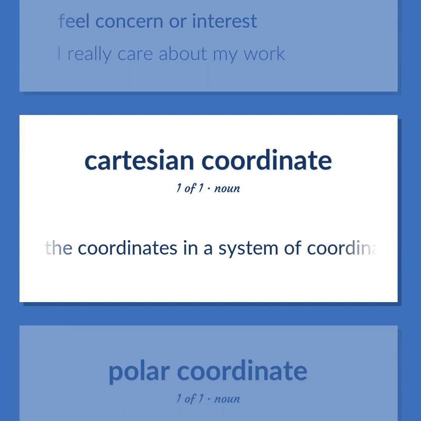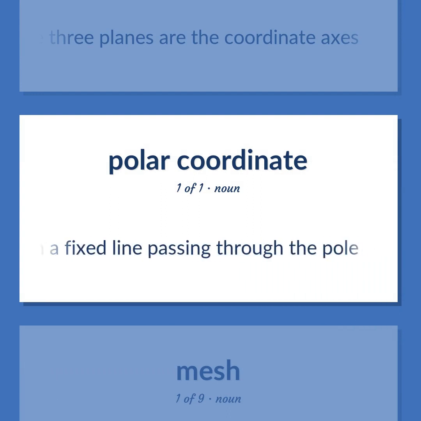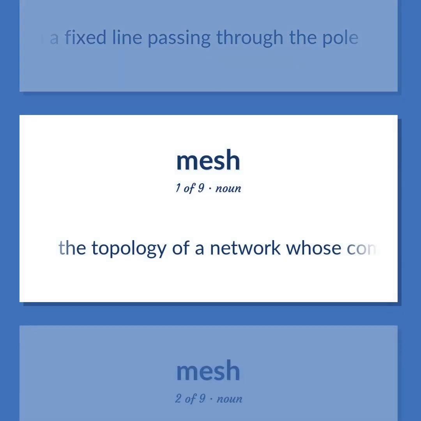One of the coordinates in a system of coordinates that locates a point on a plane or in space by its distance from two lines or three planes respectively. The two lines are the intersections of the three planes or the coordinate axes. Either of two values that locate a point on a plane by its distance from a fixed pole and its angle from a fixed line passing through the pole. The topology of a network whose components are all connected directly to every other component.